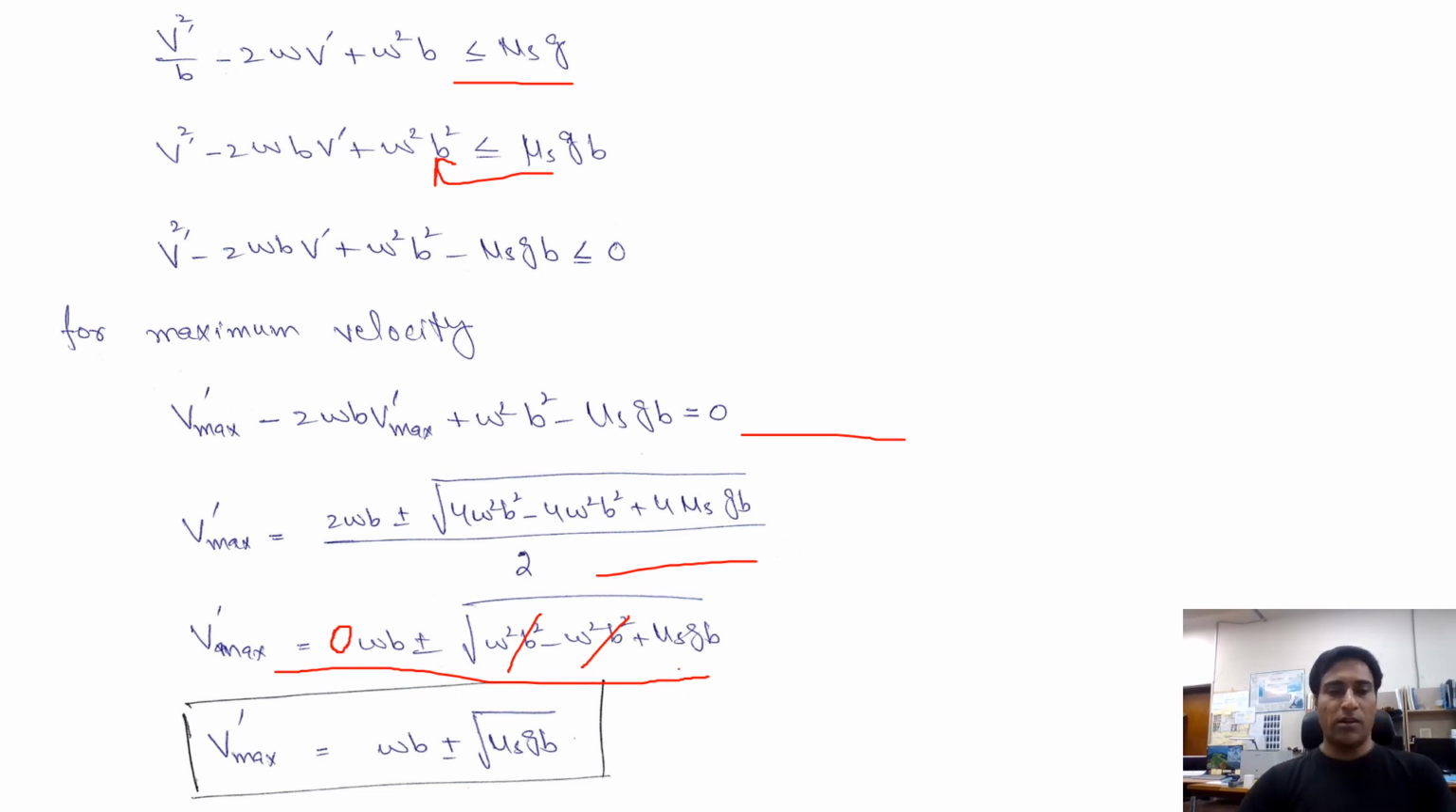So finally this maximum velocity, before the cockroach slips, is equal to minus omega b plus minus square root of μs g b. So this is about the velocity in the opposite direction.